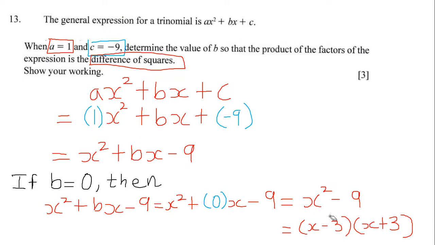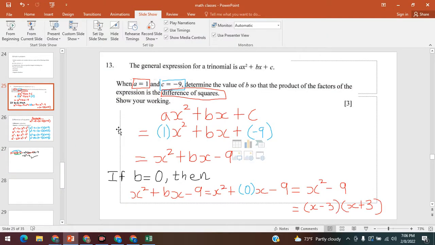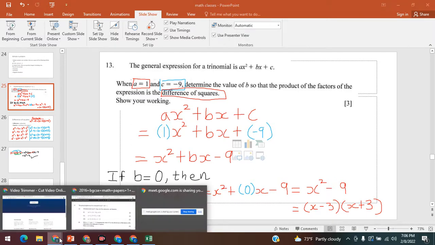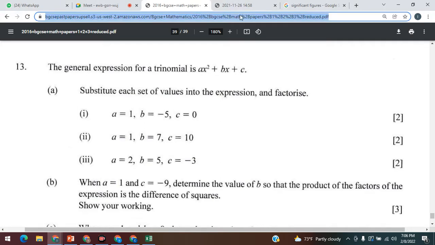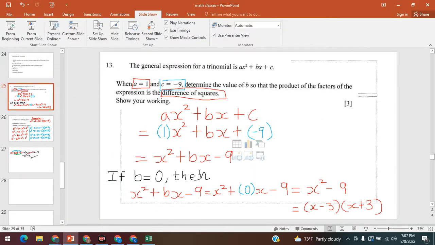So let's go back to our easy peasy questions. This one was unfamiliar, and I don't want to give too many unfamiliar things in one night. So let's go back to the easy ones. That was it? Yeah, that's it. That's all we had to do for that question. You thought I was about to do the full method or something. All we had to do is substitute 0 and show that it turned into the difference of two squares, and it's good.